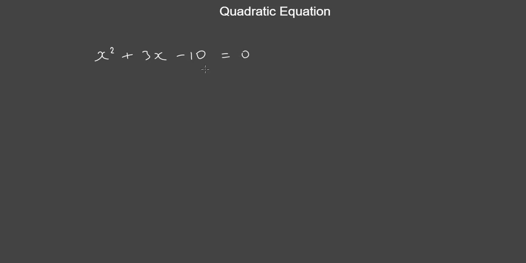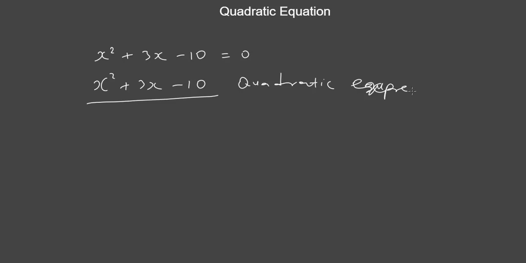If there is no equality sign, so let's say I have x squared plus 3x minus 10, this is a quadratic expression. So the difference between expression and equation is the equality sign. So this is a quadratic expression, right? While this is a quadratic equation. So why do we call this a quadratic equation? If the variable, the unknown, has a power of 2, then it becomes a quadratic equation. If it is raised to the power of 3, we call that a cubic equation, and so on.